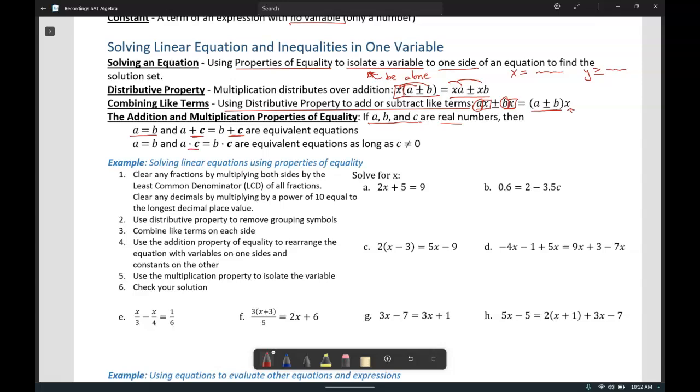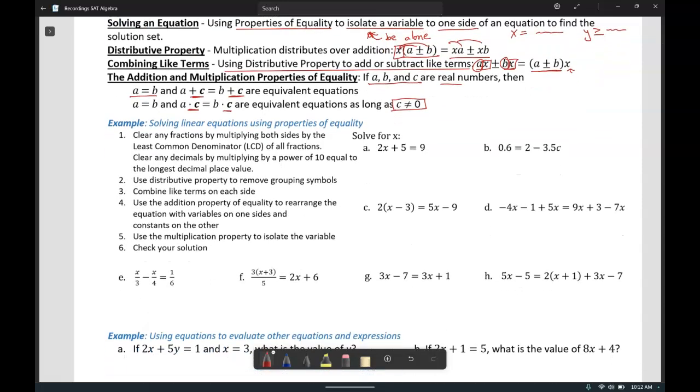Same is true for multiplication and division. If I multiply the same thing on both sides of the equation, then it ends up being still an equivalent equation as long as C is not 0. Because if C is 0, then it always equals 0 or undefined, and it doesn't really do us any good.